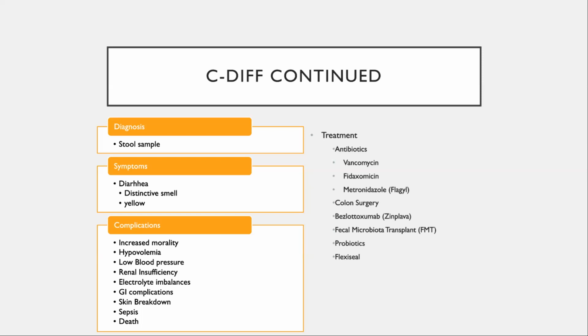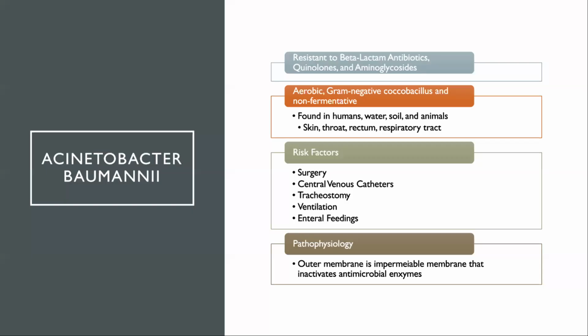We can also do colon surgery to remove the parts of the colon that are infected by C. diff. We can provide them with Zinplava, FMT, probiotics, and if they're having frequent diarrhea that's causing skin breakdown and increasing the risk of other infection, we can put in a Flexi-Seal, which is something that collects the diarrhea through a tube and into a bag and prevents that stool from getting on the patient's skin.